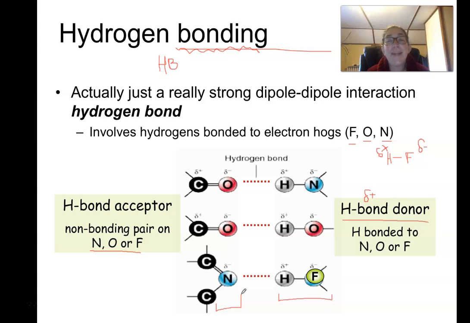By default, if a molecule has a hydrogen bond donor, it also has a hydrogen bond acceptor because it's going to have an F, O, or N on it because it has a hydrogen bonded to that. So if a molecule has a hydrogen bond donor, it can hydrogen bond with itself. Some molecules only have hydrogen bond acceptors, so they can't hydrogen bond with themselves because they don't have positively charged hydrogens, but they can hydrogen bond with other things that do have those positively charged hydrogens.